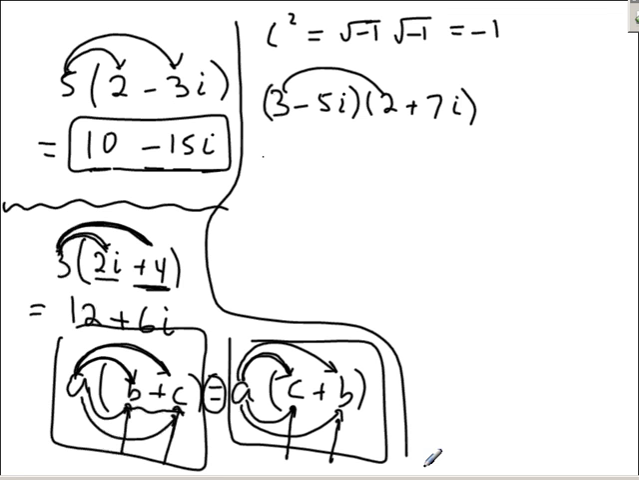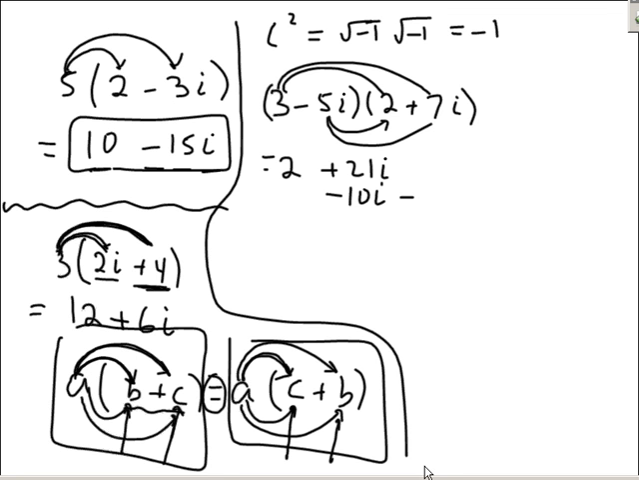3 times 2 is 6. 3 times positive 7i is 21i. Negative 5i times 2 is negative 10i. Well, I'll put those under the other i's. And negative 5i times positive 7i, well, negative times positive is negative. 5 times 7 is 35. I times I is I squared. Okay.